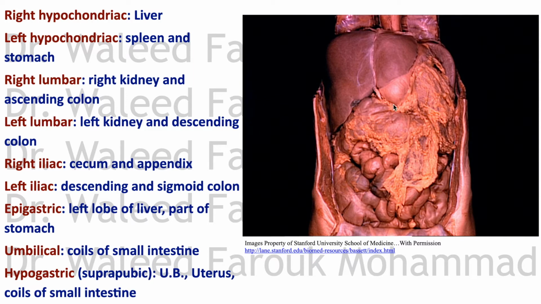The epigastric region is mostly occupied by the liver, which is here right behind the anterior abdominal wall. This is the exposed part of the liver, part of the left lobe of liver in the epigastric region. Part of the stomach is hidden by the liver, as you can see here. This is the stomach. In the umbilical region, you get coils of intestine. In the suprapubic region, behind the symphysis pubis, there's the urinary bladder, the uterus in females, and coils of small intestine, as you can see here.